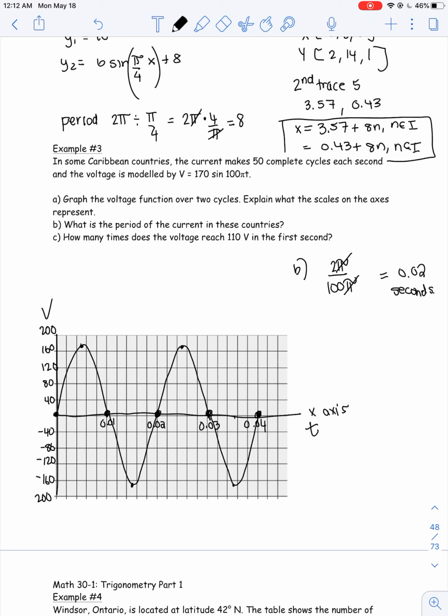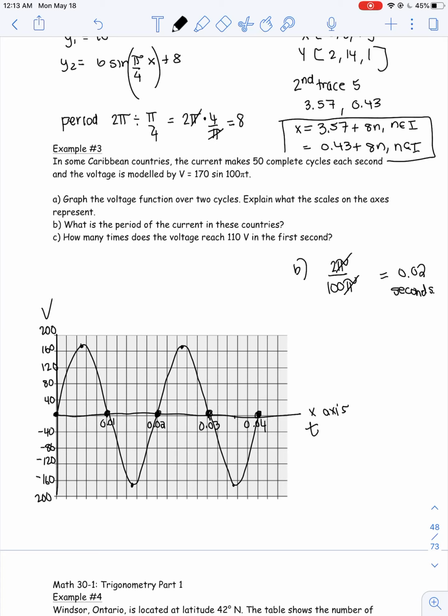Okay, so we know that we're talking about the voltage in comparison to time. It reaches its maximum voltage between 0 and 0.01 seconds, then it reaches the minimum voltage, and it goes back up to the max and minimum voltage. We found the period already, which is B, and then for C, they want to know how many times the voltage reaches 110 volts in the first second.